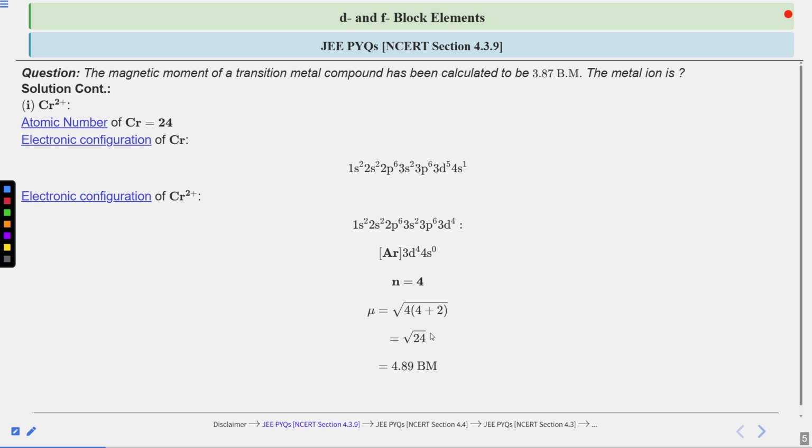Okay. So under root 25 is 5. Under root 24 will be 4.something, right? So it is equal to 4.89 Bohr magneton. So the given value is 3.87, which is lesser than 4.89, which we have calculated for chromium 2 positive. That means this can't be the answer. So let's solve for another option.